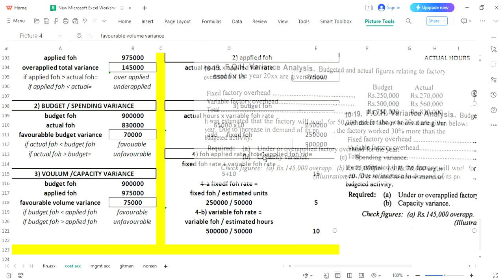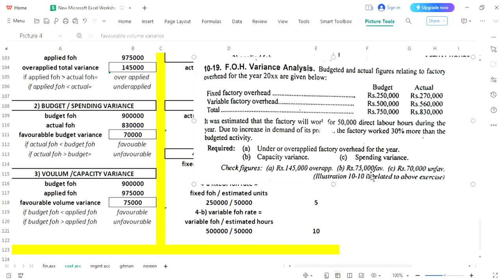Let's see what is over here. So you can see 75,000, 75,000. It is favorable and also written favorable over here. Just see answer, conclusion unfavorable. Just erase it. It's not unfavorable. You will write favorable over here. So question was 10.19. 145,000. You can see 145,000 is here, and we have seen it is over applied. Then B part 75,000. Here you have calculated 75,000, and then 70,000 is present over here as well. All three answers are correct.